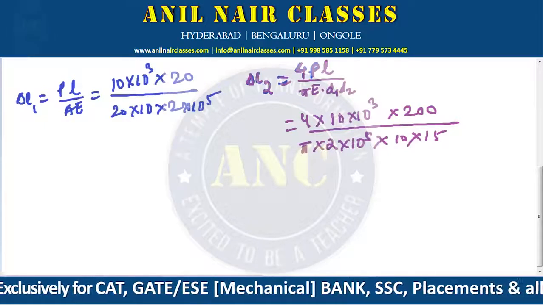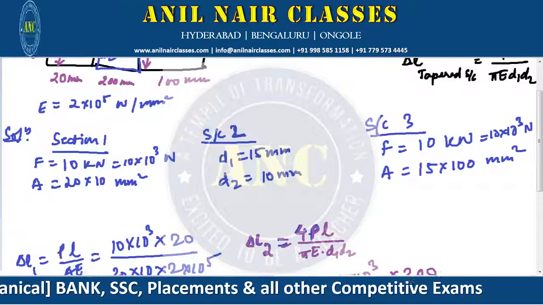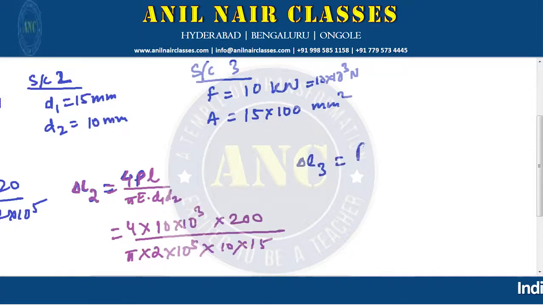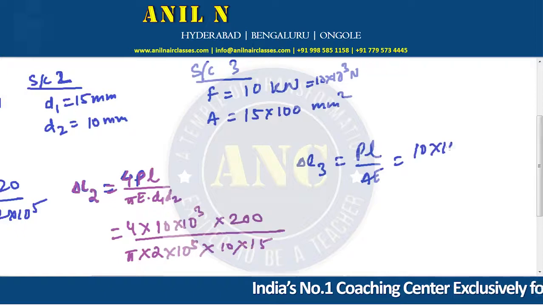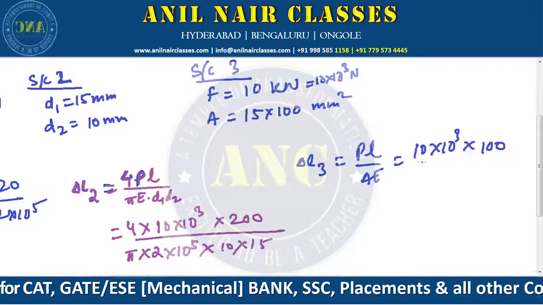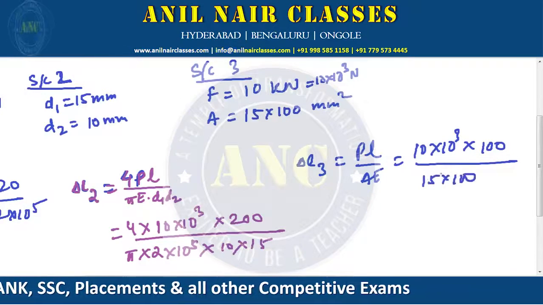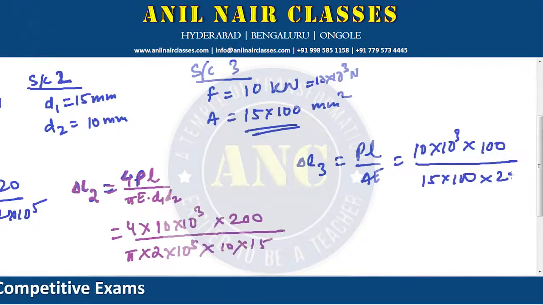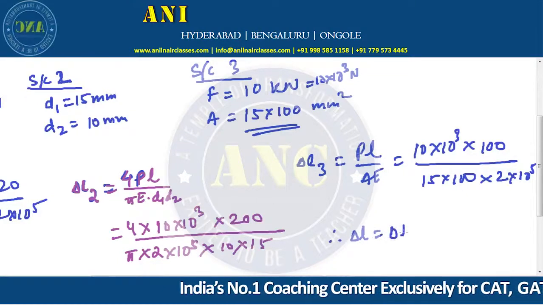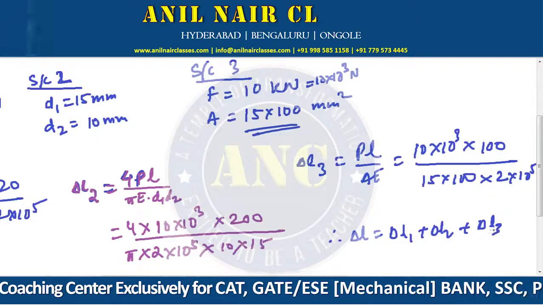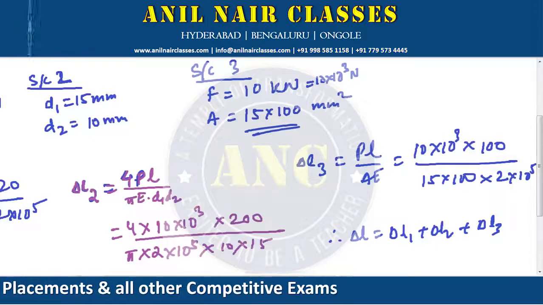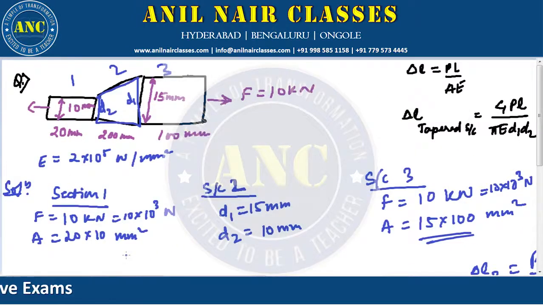And similarly, length 3 is again easy, right? Change in length 3 will be PL by AE. P here is 10 into 10 power 3, length is 100, A is 15 into 100, into 2 into 10 power 5. So after finding the individual values, we can go for the total change in length, that is 1 plus 2 plus 3. Clear? That is how we go for solving a tapered section. Whenever a question is there for a tapered section, that is how we solve it using this formula.